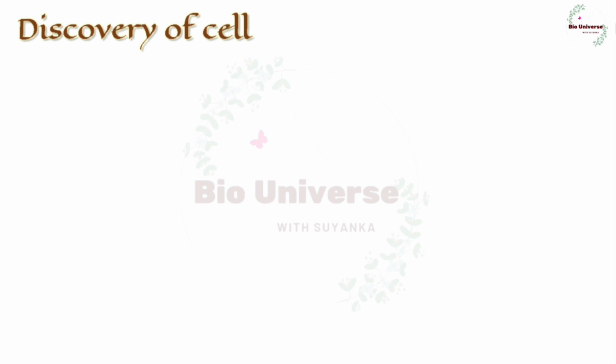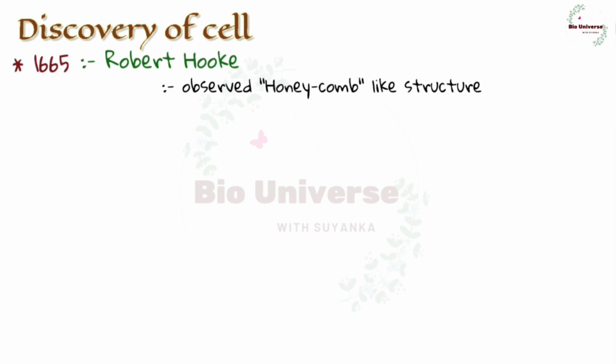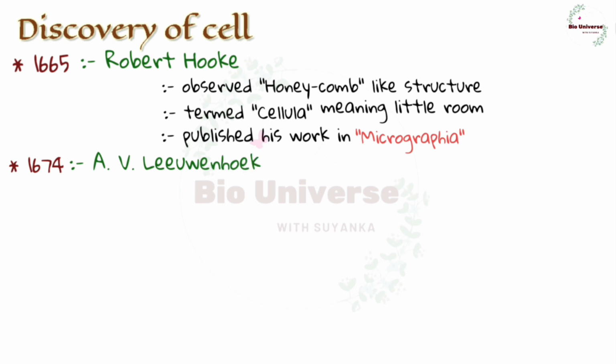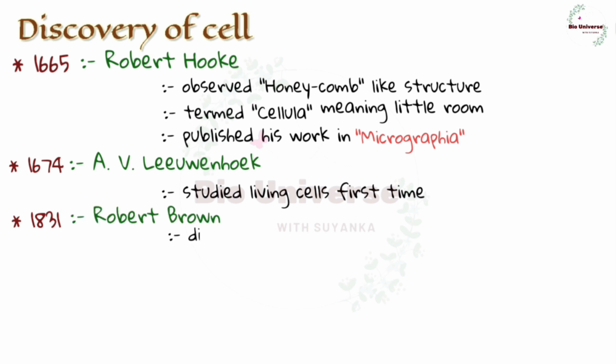Discovery of the cell. In 1665, Robert Hooke observed a honeycomb-like structure and termed it cellula, which means little rooms. He published his work in the book Micrographia. In 1674, A. V. Leeuwenhoek, a Dutch scientist, studied living cells like bacteria, protozoa, RBC, etc. for the first time. In 1831, a Scottish botanist, Robert Brown, discovered and named the nucleus in a cell.